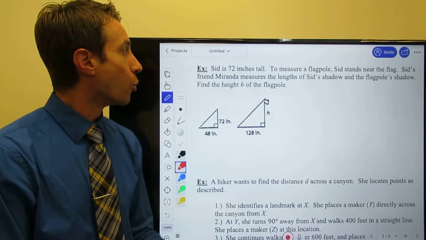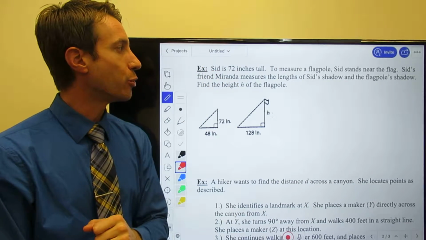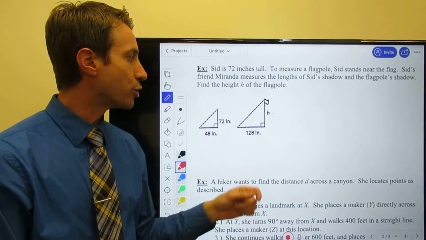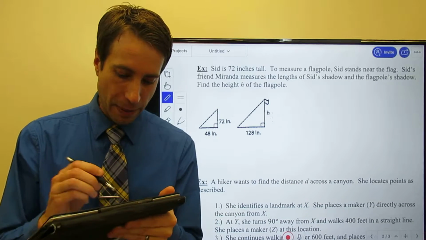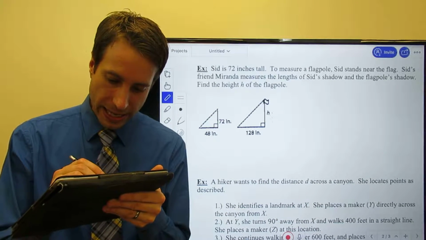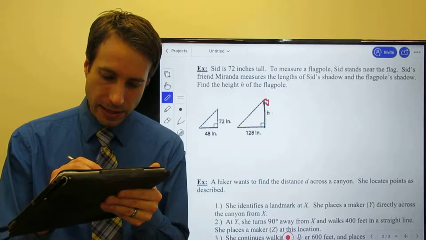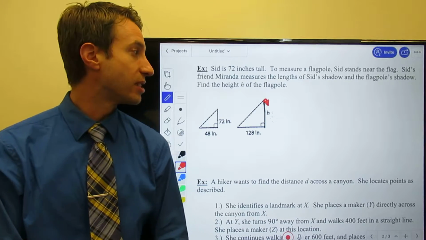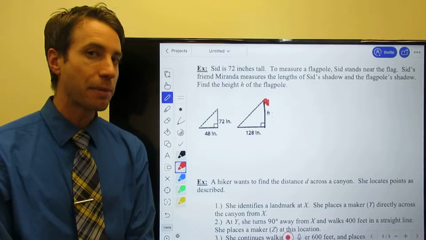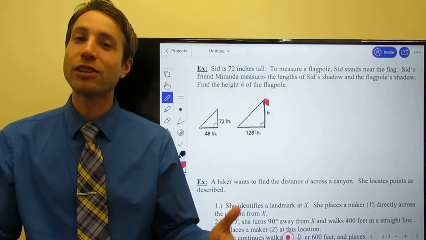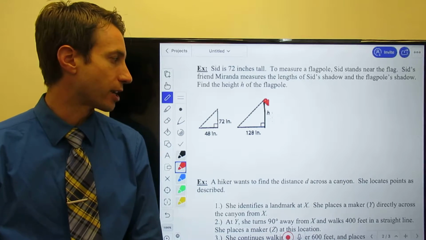So here we go. We want Sid, who's 72 inches tall, to measure the height of a flagpole. Here's my flagpole right here. That flagpole is way too tall, and Sid doesn't have a ladder. So, how is Sid going to measure the height of the flagpole? Sid is going to use what he learned in his high school geometry class.